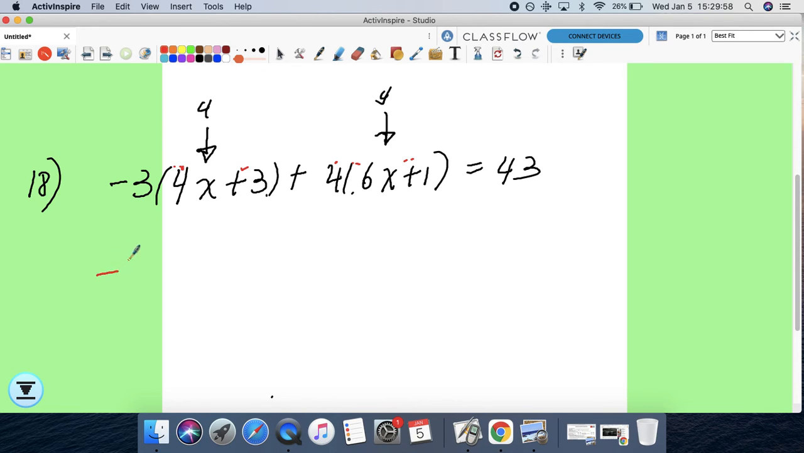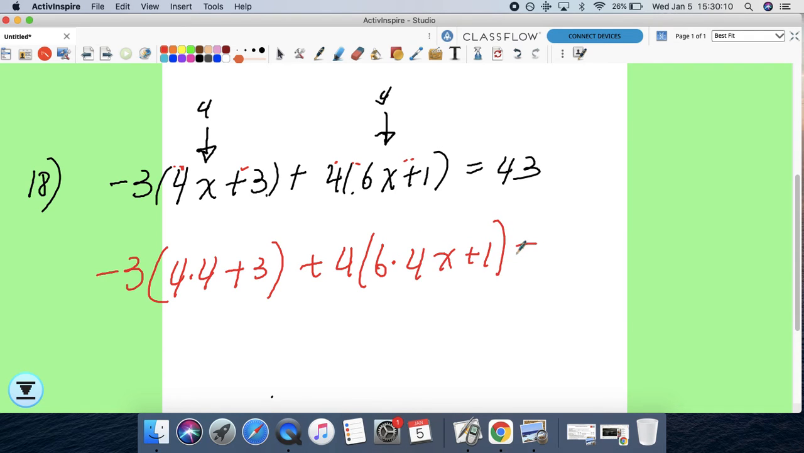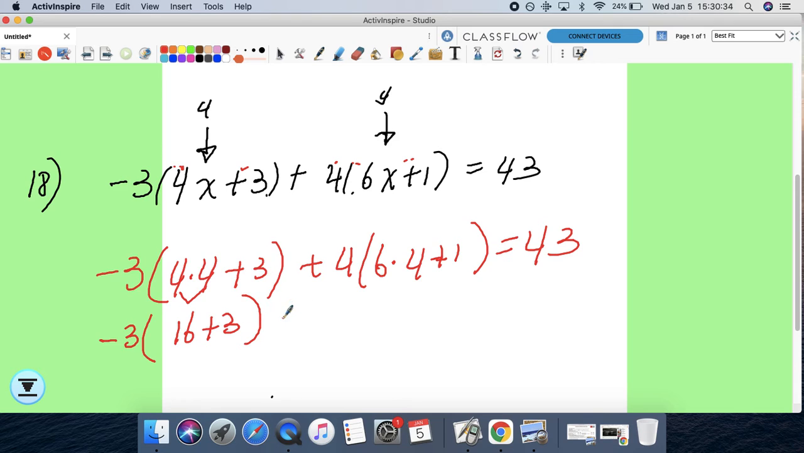Alright, so let's see what happens. Negative 3, 4 times 4, plus 3, plus 4, 6 times 4, right? Because I changed the x with 4. Let's see if that's true. So, order of operations, we have to do the parentheses first. So, negative 3 is going to wait a little bit. And inside the parentheses, 4 times 4 is 16, plus 3. And then plus 4, and then inside the parentheses, 6 times 4 is 24, and then plus 1.